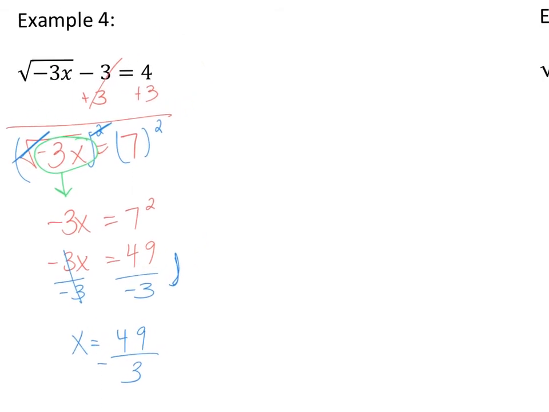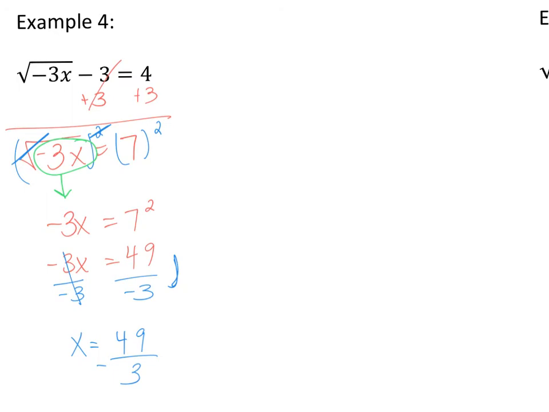So now that I have my x, I'm going to come back up and check my answer. So now I have negative 3x minus 3 equals 4. Notice that this 3 is not in the radical. That's important. Not in the radical. Then I'm going to go ahead and plug my x in. And my x is this fraction, 49 divided by negative 3.